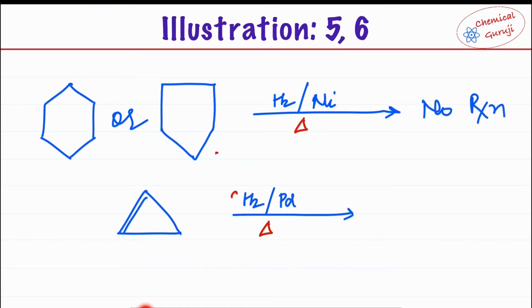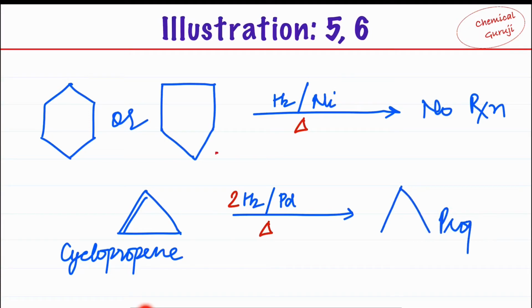What will happen with this reaction? This is propene with angle strain, and we have seen the reaction with cyclopropane. In cyclopropane there was a requirement of only one equivalent of hydrogen, but here, because of this double bond, one more equivalent of hydrogen will be required. So the total requirement is 2 equivalents of hydrogen for this reaction, and we will get propane.